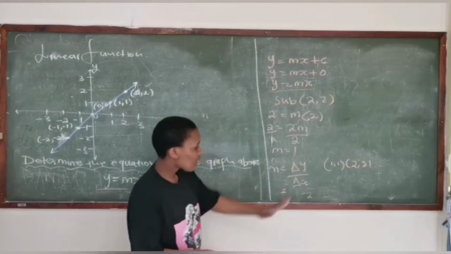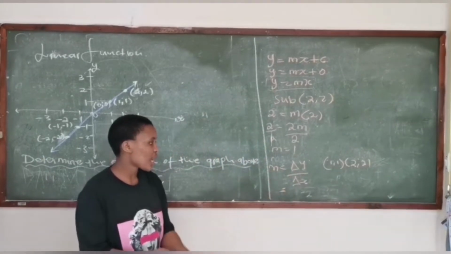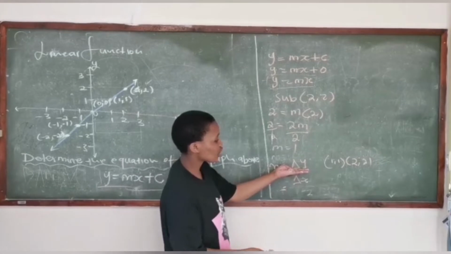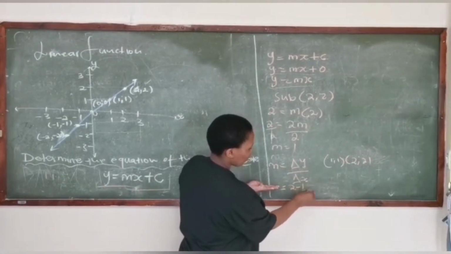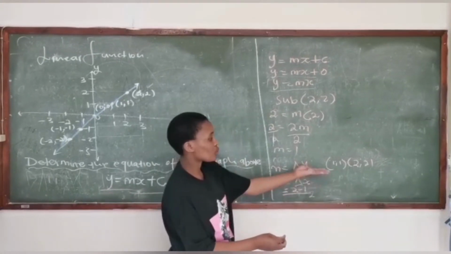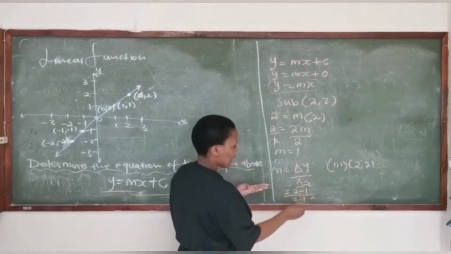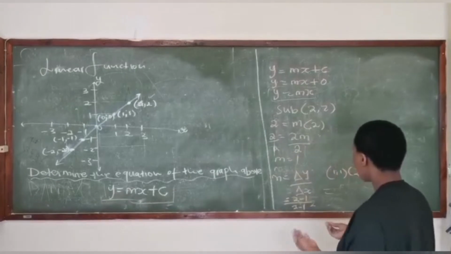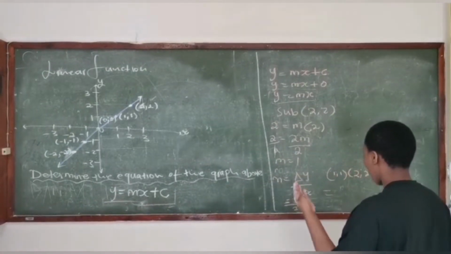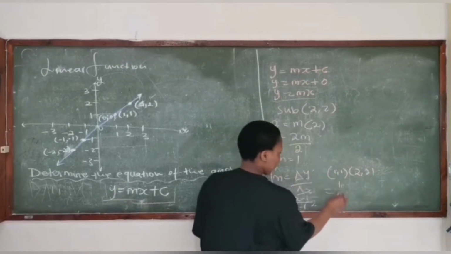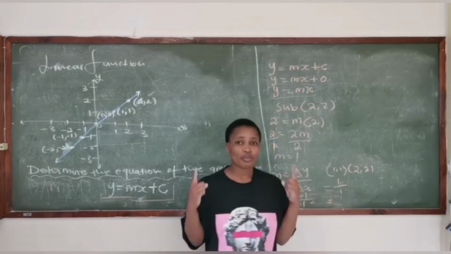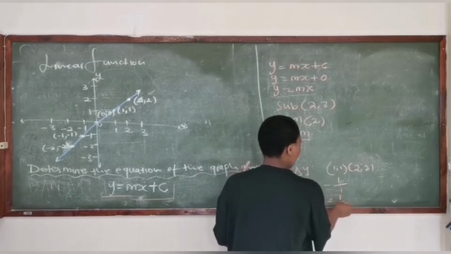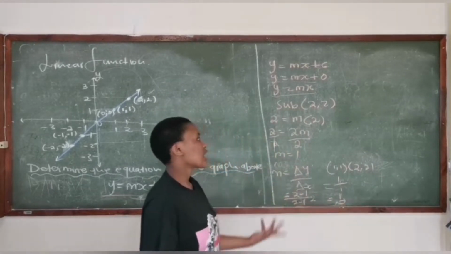Now, since our equation is change in y divided by change in x, for the change in y we're going to take 2 minus 1, divided by our change in x, which will be 2 minus 1 again. So 2 minus 1 is going to be 1, and 2 minus 1 is going to be 1 again, and 1 divided by 1 is 1. So you can see that our gradient is the same.